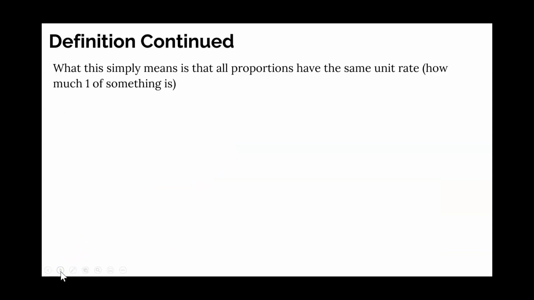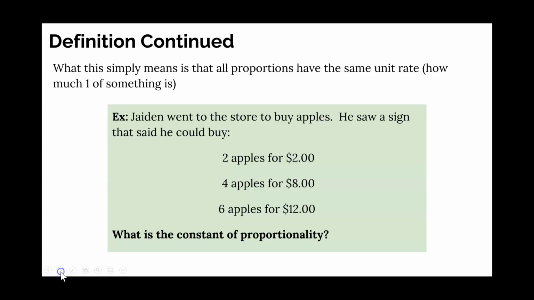The definition continued. What this simply means is that all proportions have the same unit rate, how much one of something is. And remember, we've been working with unit rate. Unit rate is simply how much one is. So let's get into this example where this is going to make a little bit more sense for us.